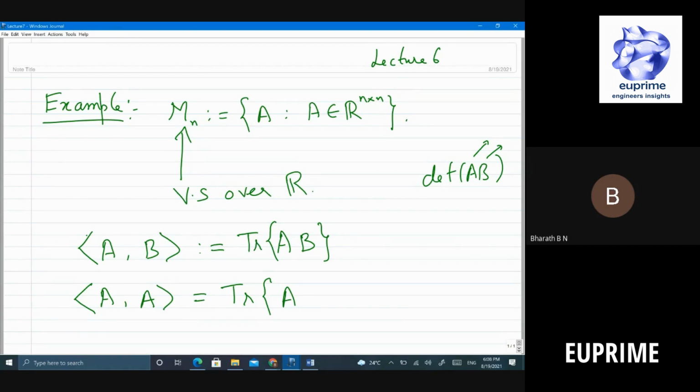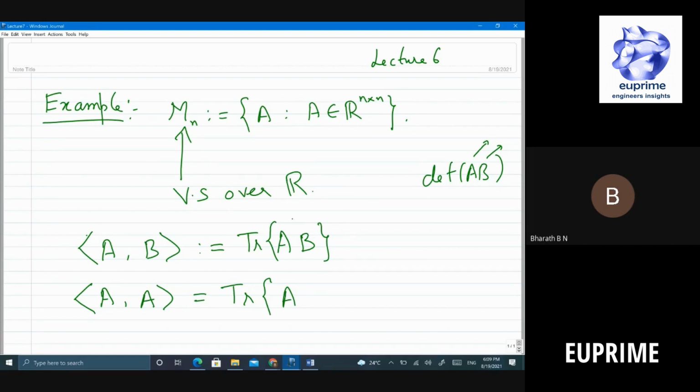But I have to ensure that A inner product with A is always non-negative, right? If it is negative, then this is not the right way to define inner product, right? So how do you ensure that? Essentially I have to ensure that the sum of the diagonals is non-negative. Or if I can ensure that all the diagonal entries are non-negative, that's also fine, right? How do you ensure the diagonal entries to be non-negative when you look at A inner product with A?